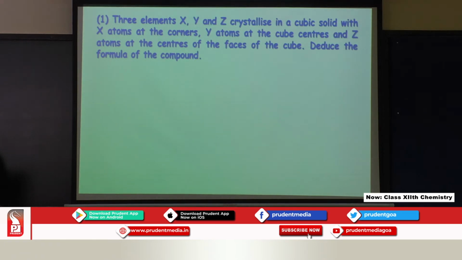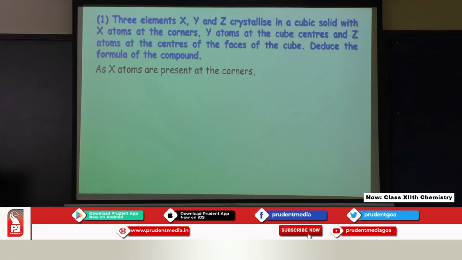With an idea of the various crystal systems and Bravais lattices, let's now go ahead and solve a simple numerical regarding the same. 3 elements X, Y and Z crystallize in a cubic solid with X atoms at the corners, Y atoms at the cube centers and Z atoms at the centers of the faces of the cube. Deduce the formula of the compound.